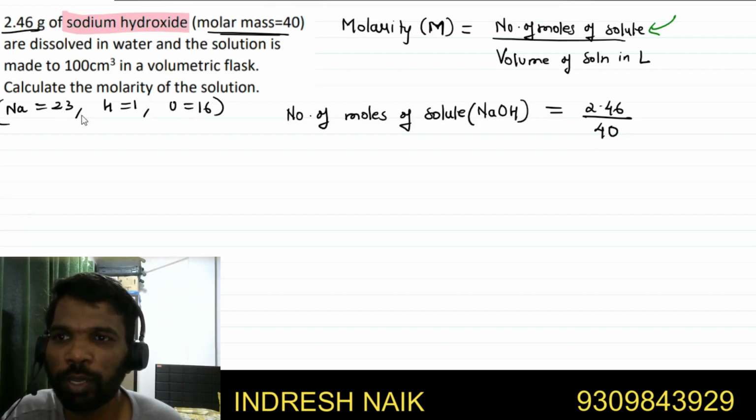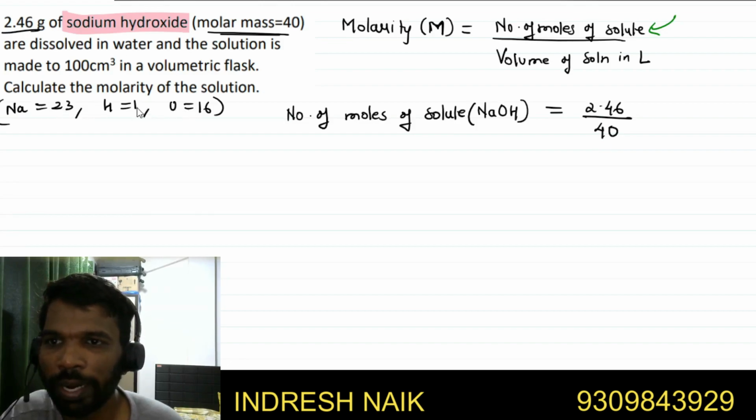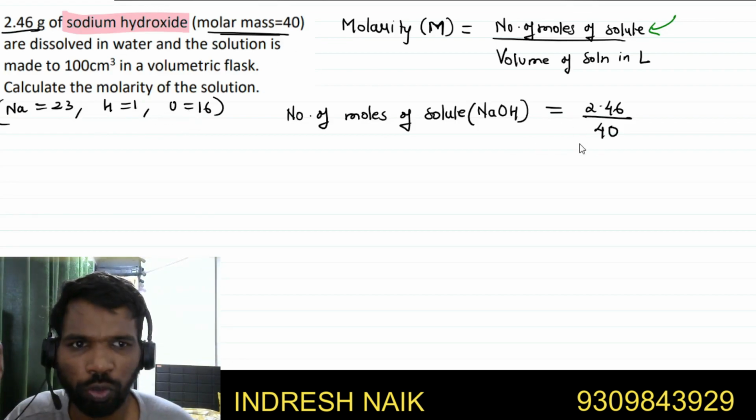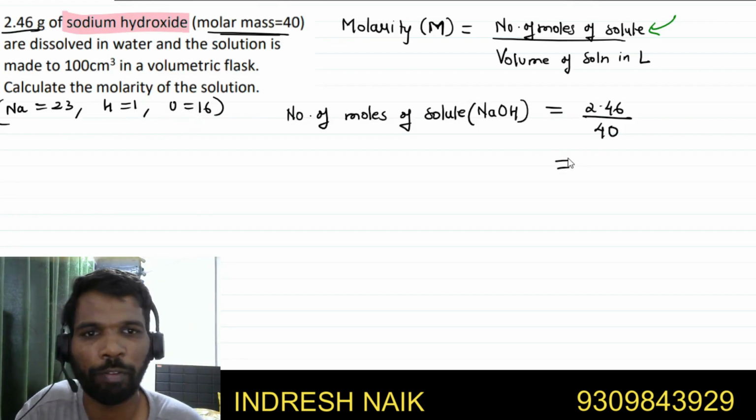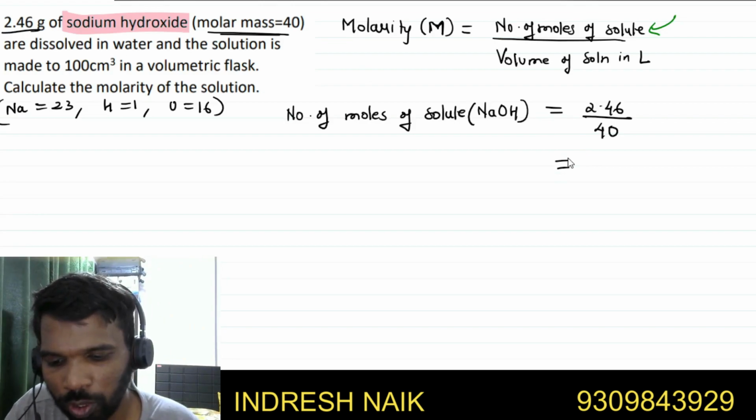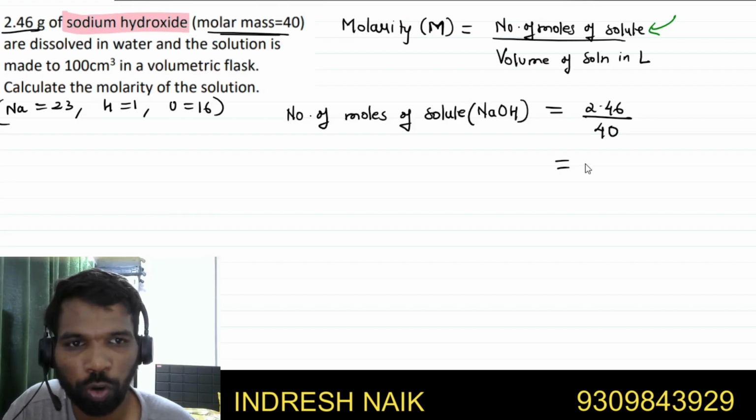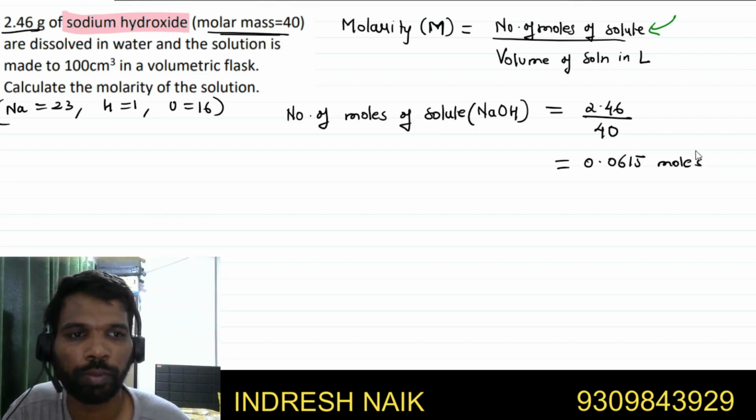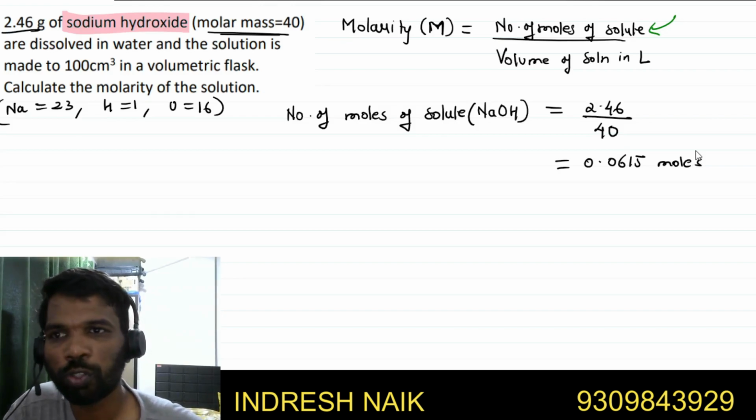If this is given, then you have to find the molar mass of sodium hydroxide by adding the values for Na, O and H. Together it will be 40. Here it is directly given, so no problem. So 2.46 divided by 40. How much does that come to? That comes to 0.0615 moles, right?